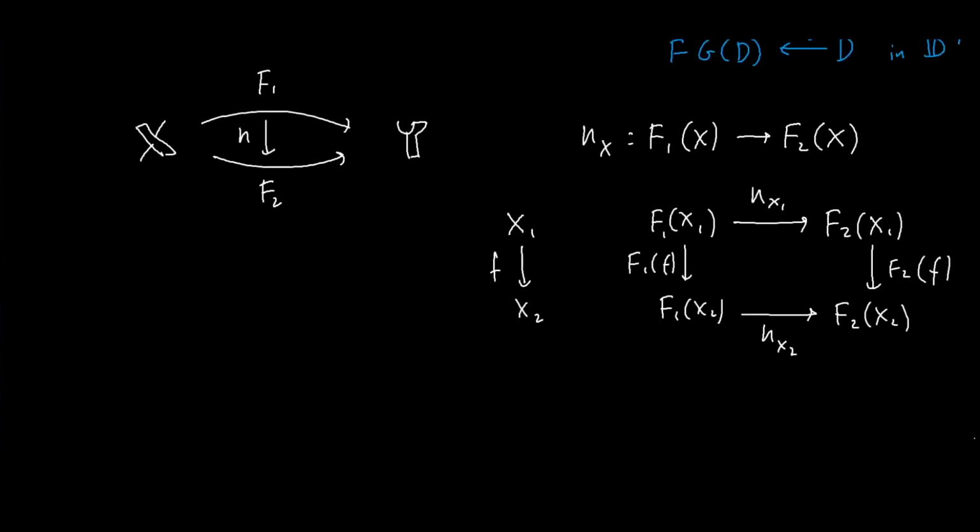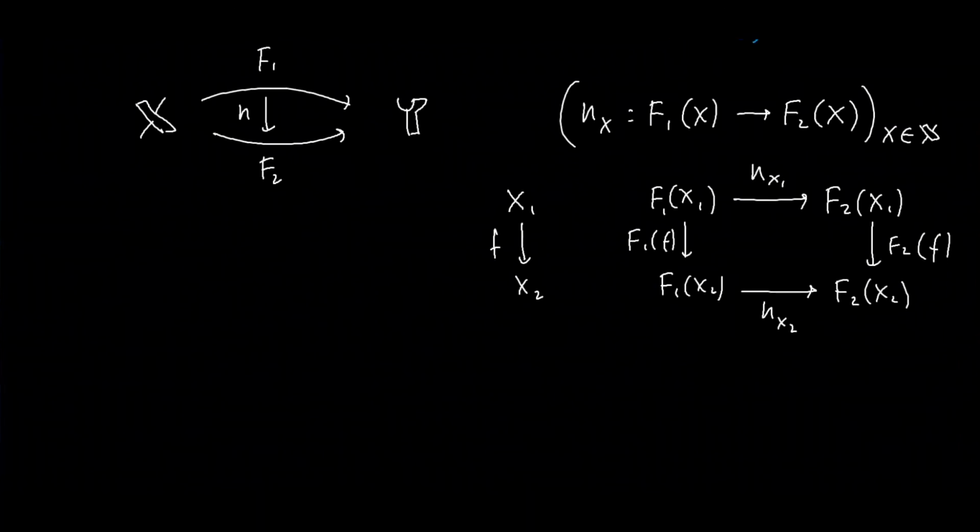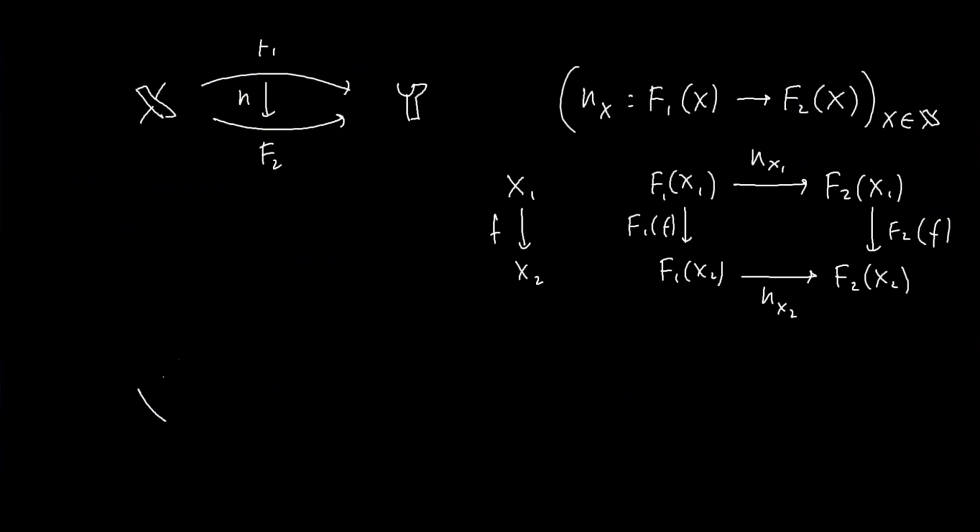Recall that a natural transformation is a family of arrows like this, such that these two composites here are equal. In other words, the square commutes. Now, what will happen if I'm considering dual categories? So I go from X to X op now. I want to interpret this in the language of X op.